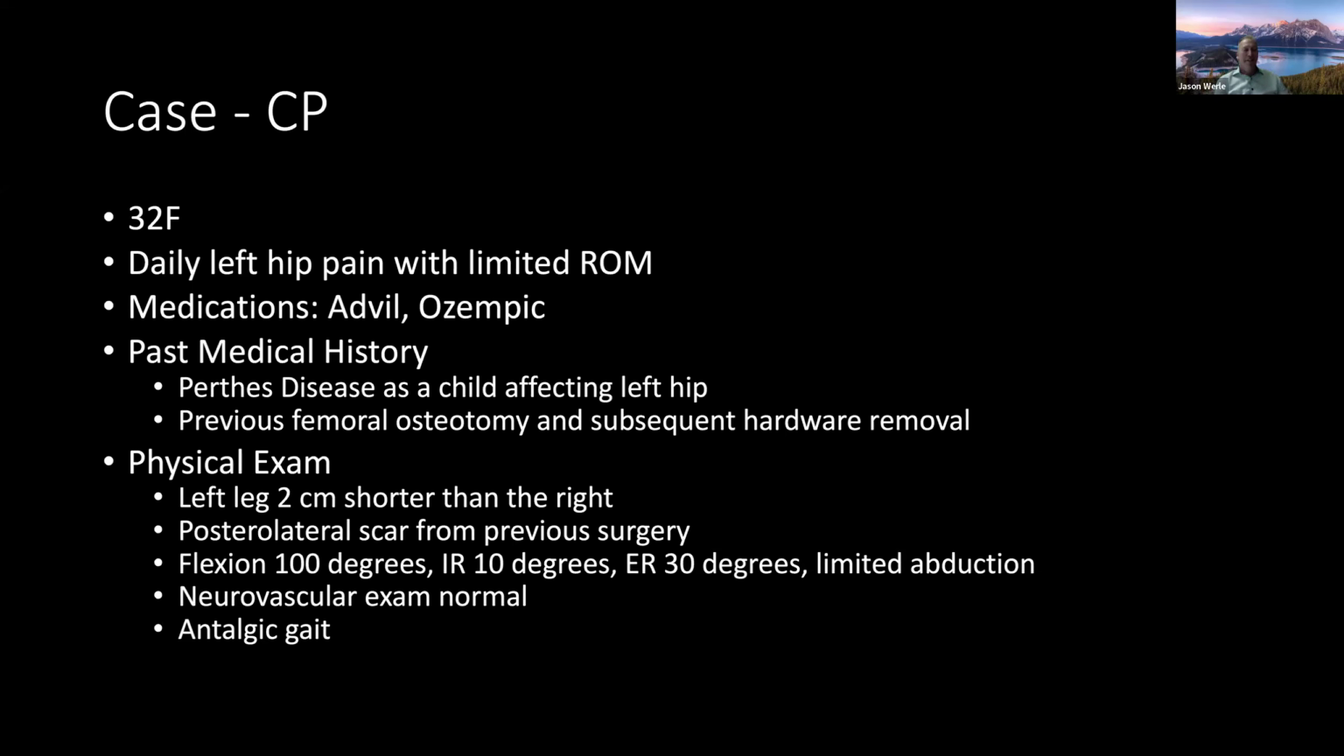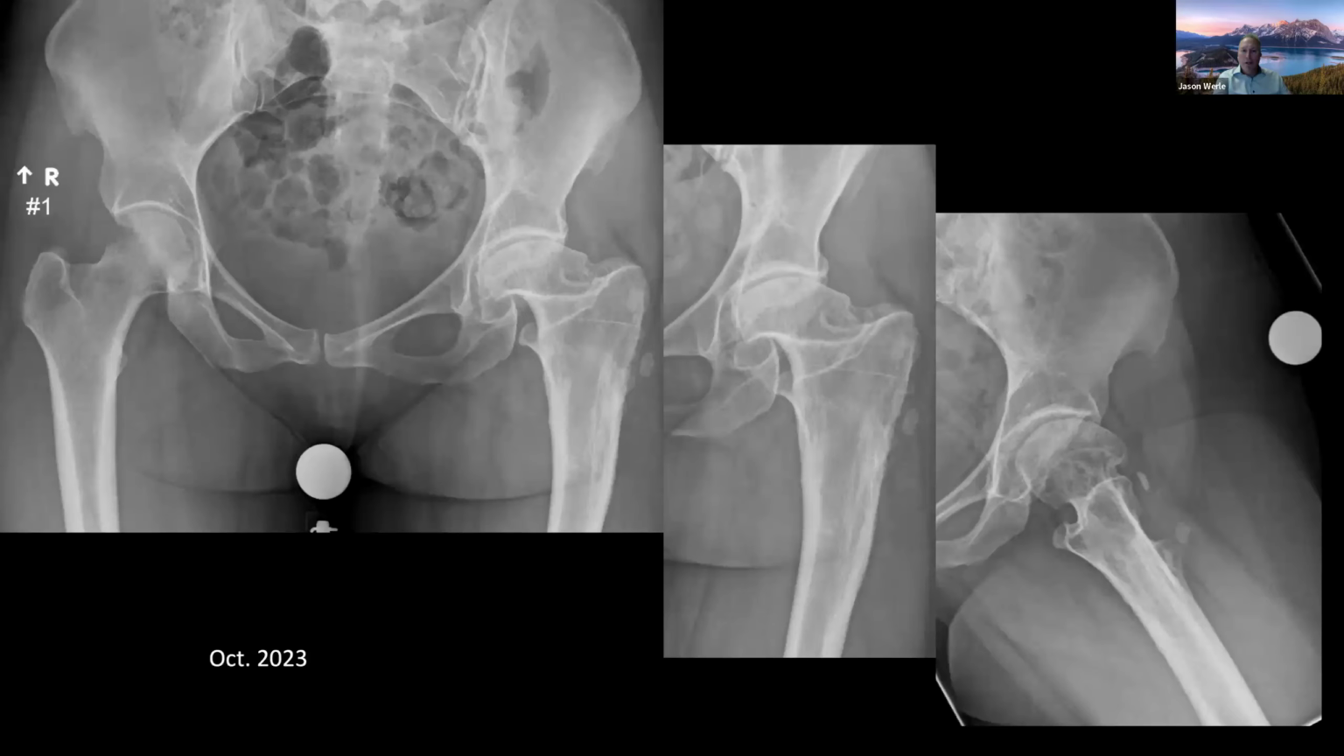So a 32-year-old female, daily left hip pain with limited range of motion. She's on Ozempic and Advil. Perthes disease as a child affecting the left hip, a previous femoral osteotomy and subsequent hardware removal. Her left leg is about 2 centimeters shorter than her right. Posterolateral scar from the previous surgery. She's got limited abduction, limited internal rotation, neurovascular exam, and she's got an antalgic gait. So this was from a couple of years ago.